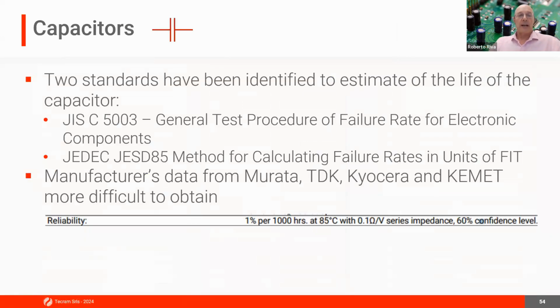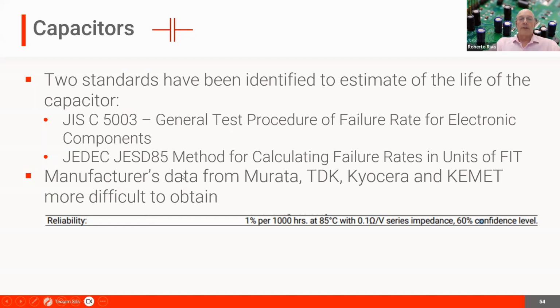We moved on to the capacitors, and that's where we had a lot of problems. Capacitors are normally characterized according to two standards: a Japanese standard, JIS C 5003, which is a 1974 standard, and a more modern one, JEDEC JESD 85, method of calculation of failure rates in units of FIT.